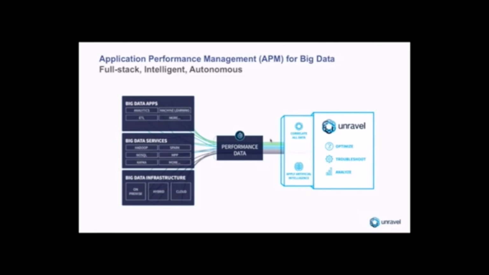The key message, or the key value prop, of Unravel is that we are the application performance management for big data, providing you a full stack, intelligent and autonomous platform. All of these words have significant meaning. When we say full stack, we really mean it, because we feel that to solve the application problem for a big data application, you need the complete picture. That means you need to understand how your applications are performing, right from your query level, or it could be a data pipeline. You want to understand how your end-to-end data pipeline is performing.